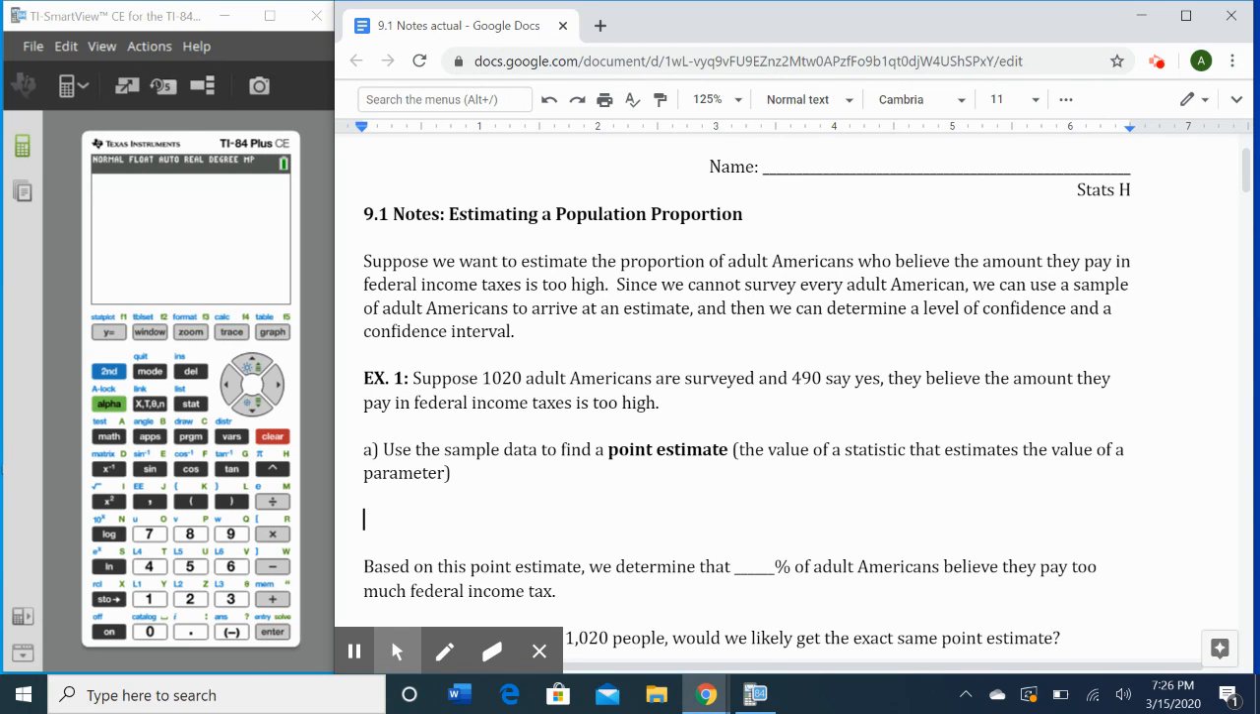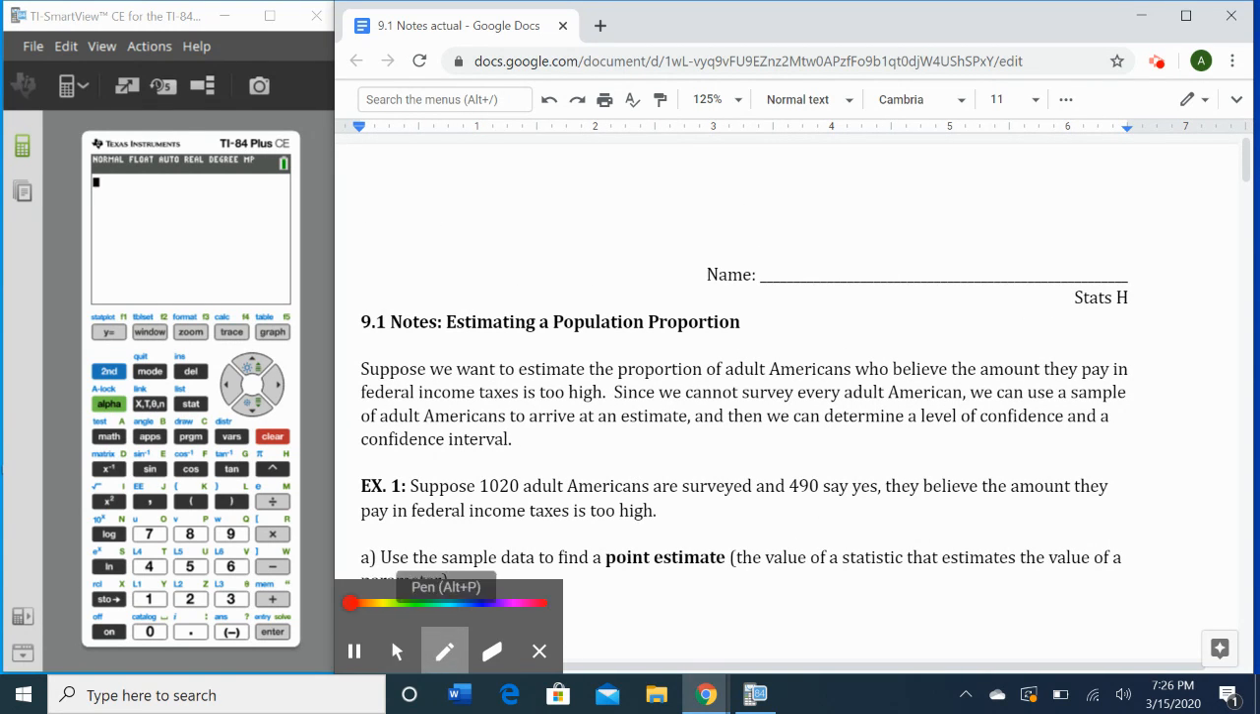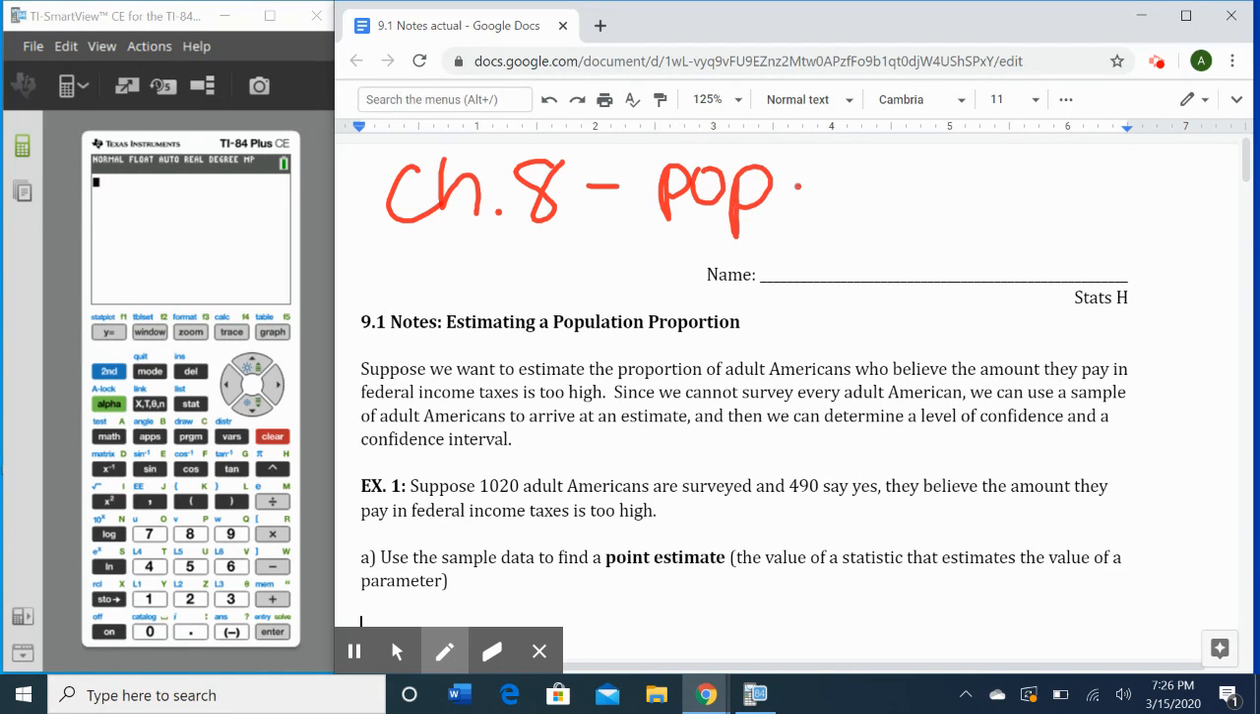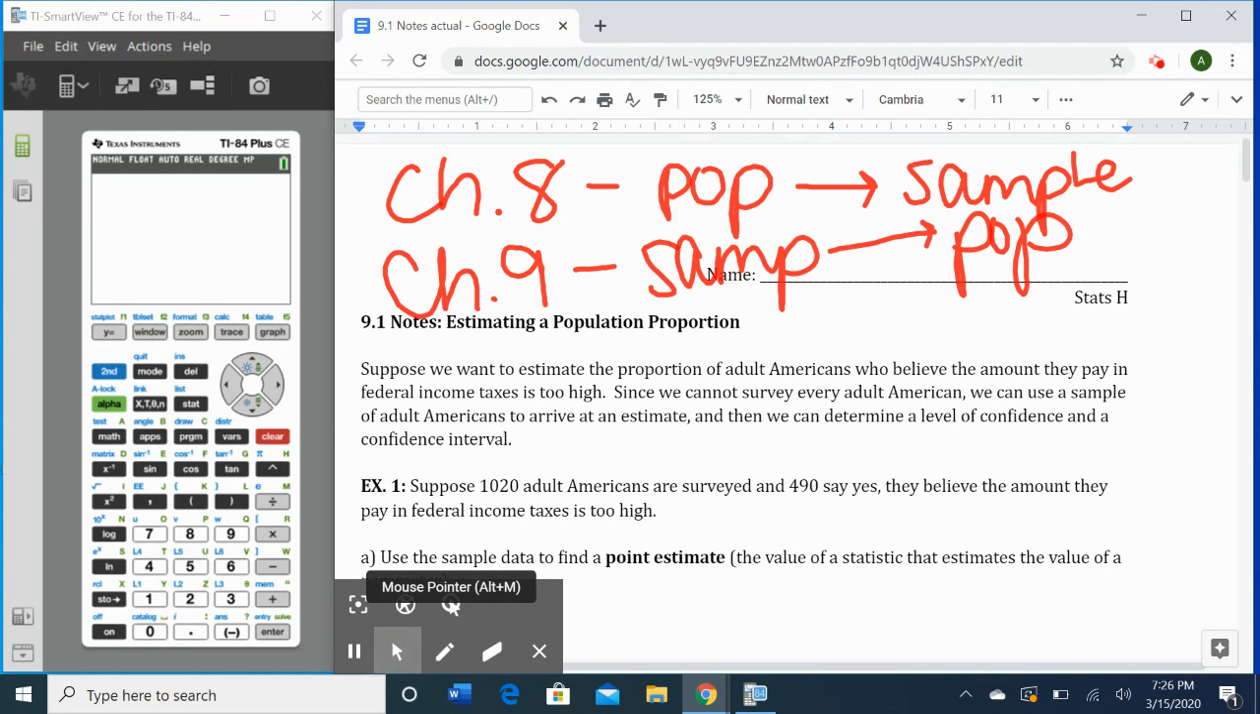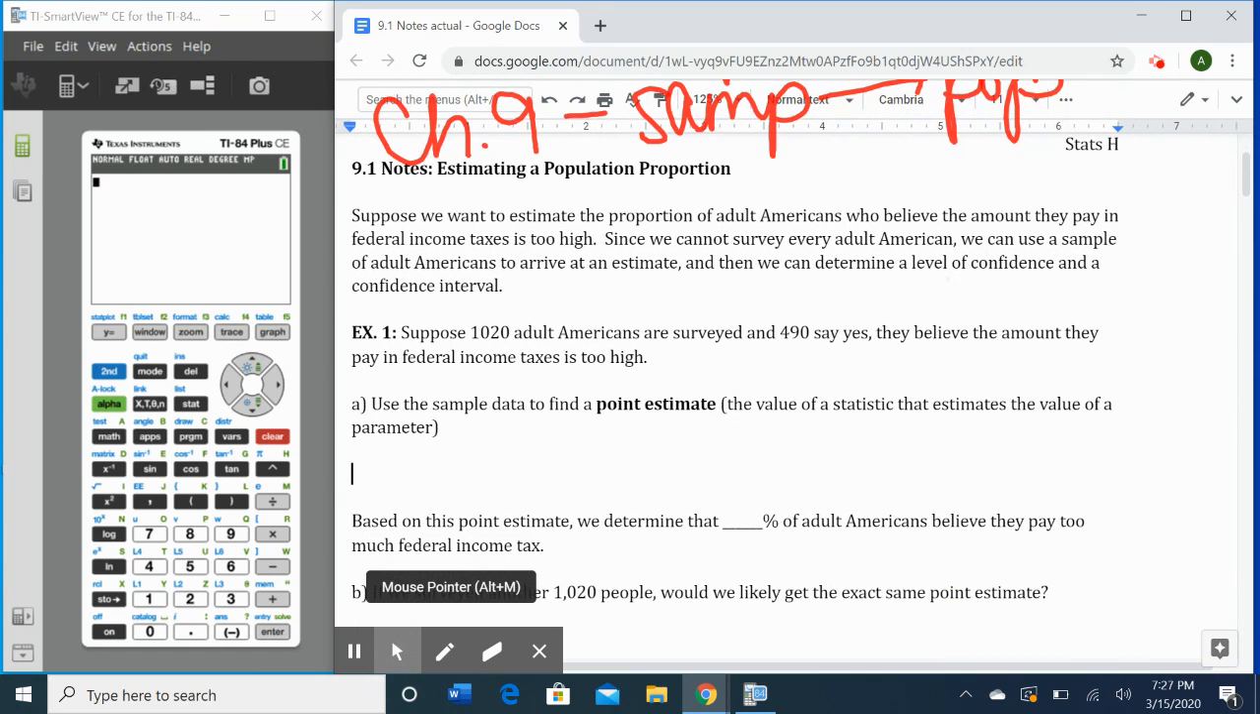And so here's something that is a blanket statement regarding chapter 9. In chapter 8, which is what we just did, we were given information about a population and we used it to find information about a sample. And so in chapter 9, we're essentially working in the opposite direction. We're going to take information that we're given about a sample and use it to find information about the population. And so that's what they're talking about here.